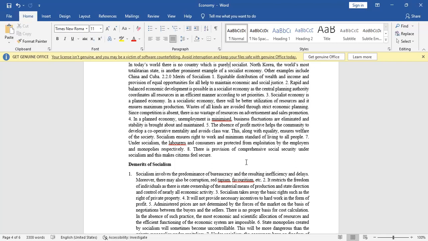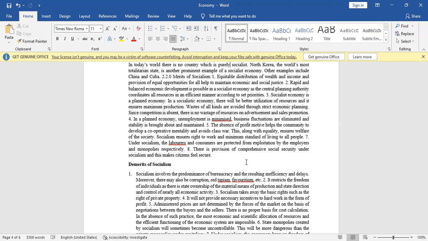Next, under socialism, there will be social security. What is the meaning of social security? Minimum basic needs are provided by the government: food, shelter, clothing, education, health, isn't it? So these bare necessities are provided by the government and government agencies. Up to this point we discussed in the last class.